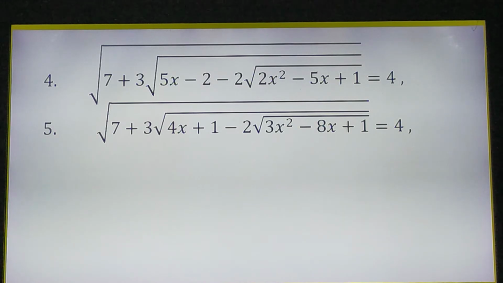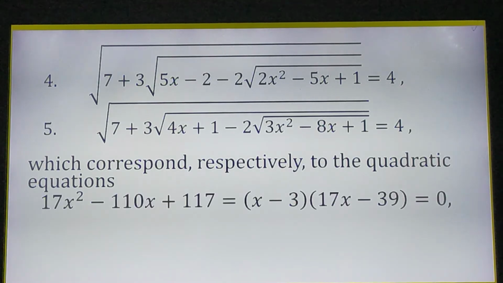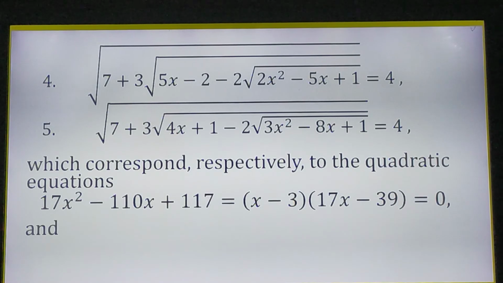So we now have 2 additional equations by simply switching 5x minus 2 and 4x plus 1, which correspond respectively to the quadratic equations 17x squared minus 110x plus 117, which is the product of x minus 3 and 17x minus 39.